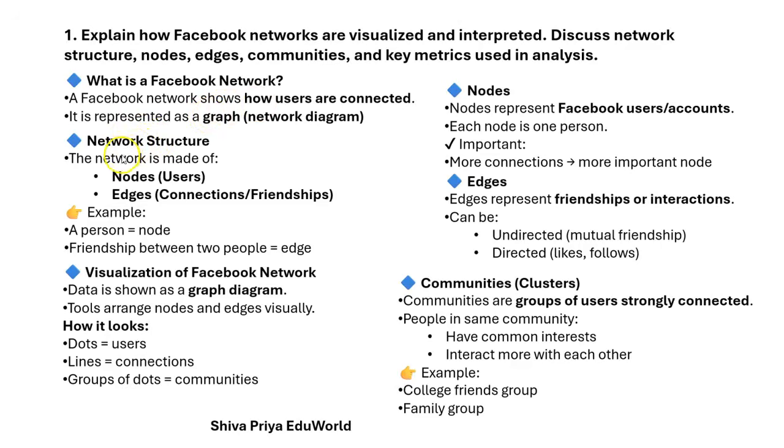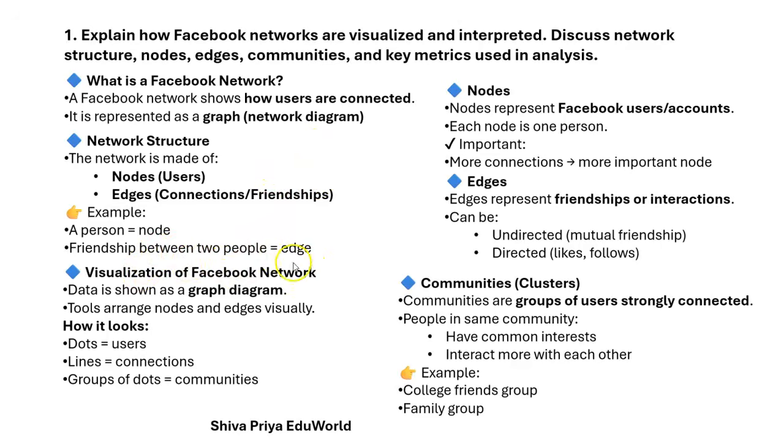The network structure is made up of nodes and edges. The nodes are nothing but users, and the edges are nothing but the connections or friendships between the users. Clear? For example, a person is a node and friendship between two people is the edge. This is the network structure. If you draw a diagram and show it, it will be very useful in your exam.